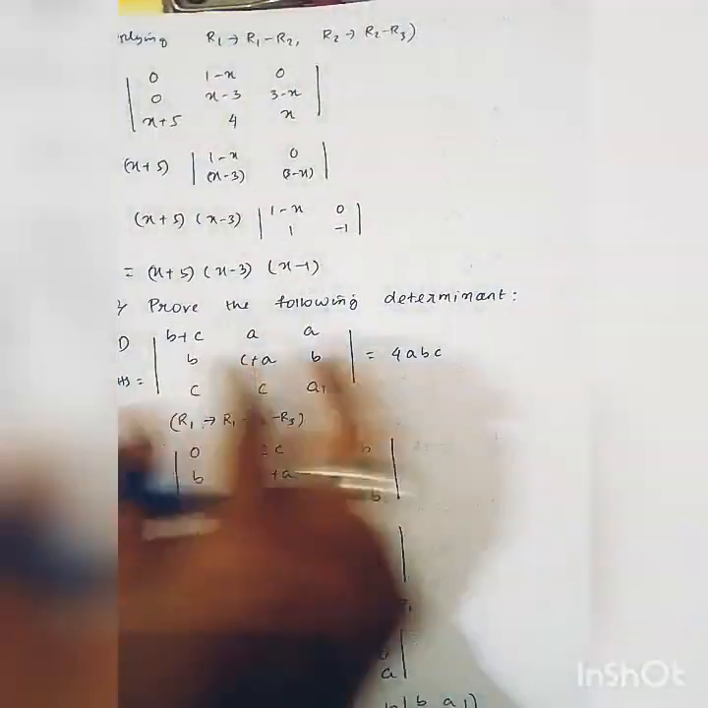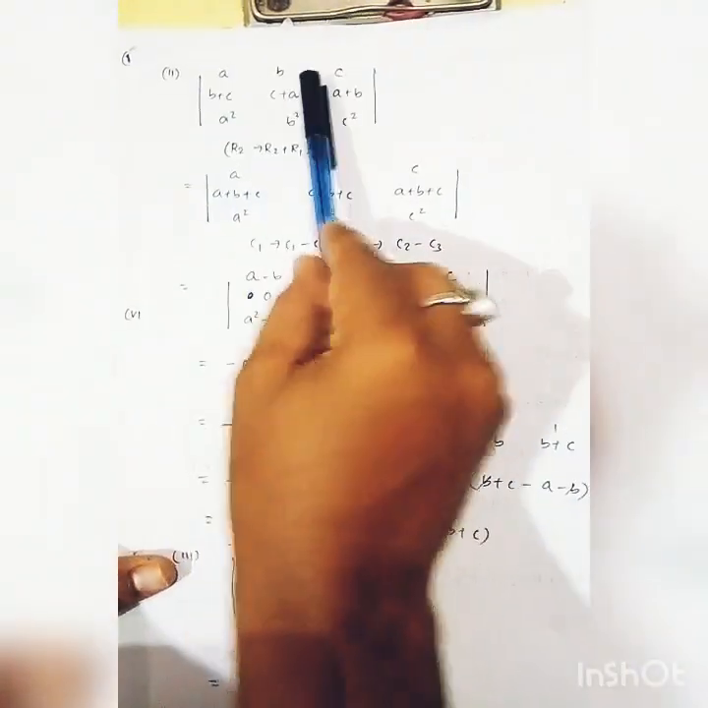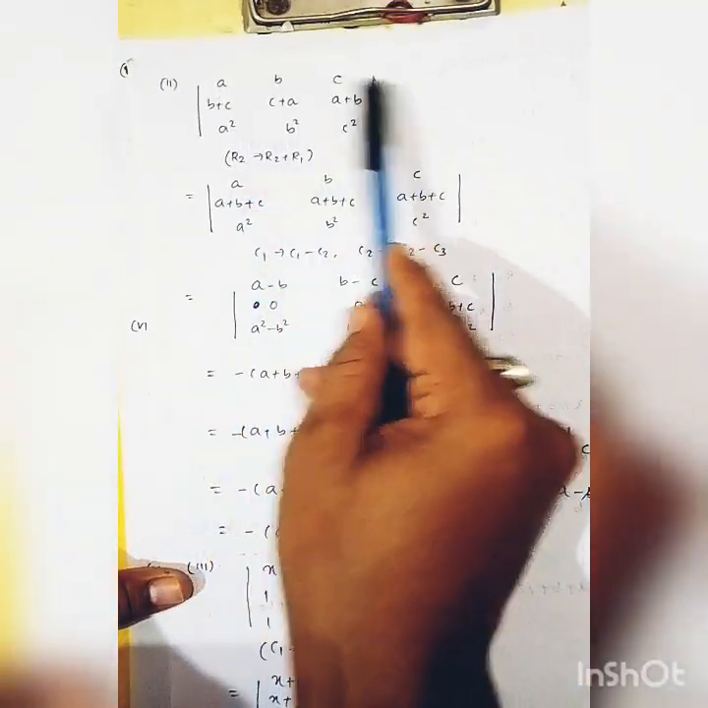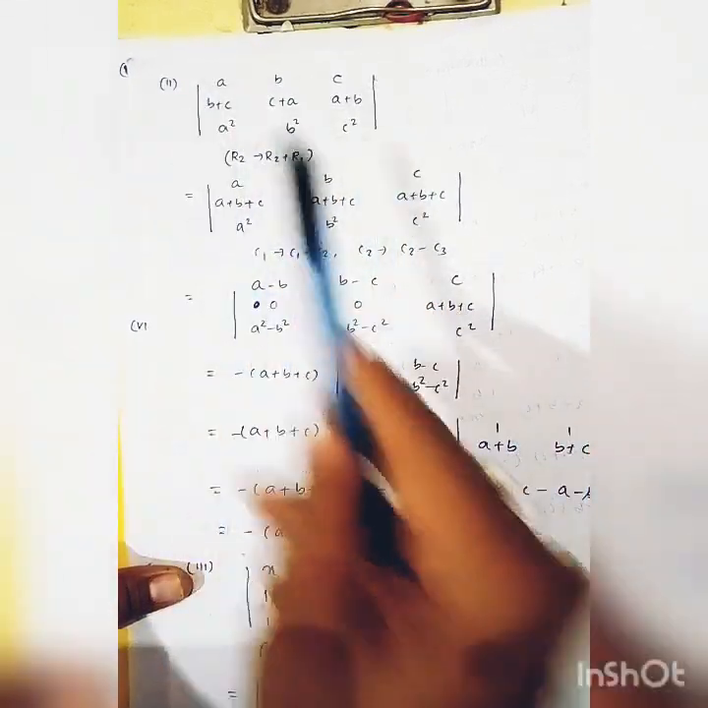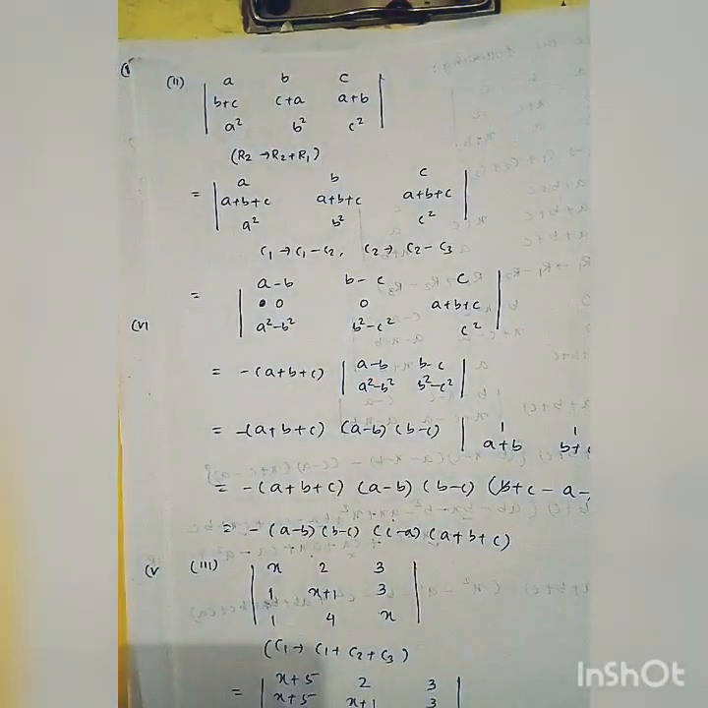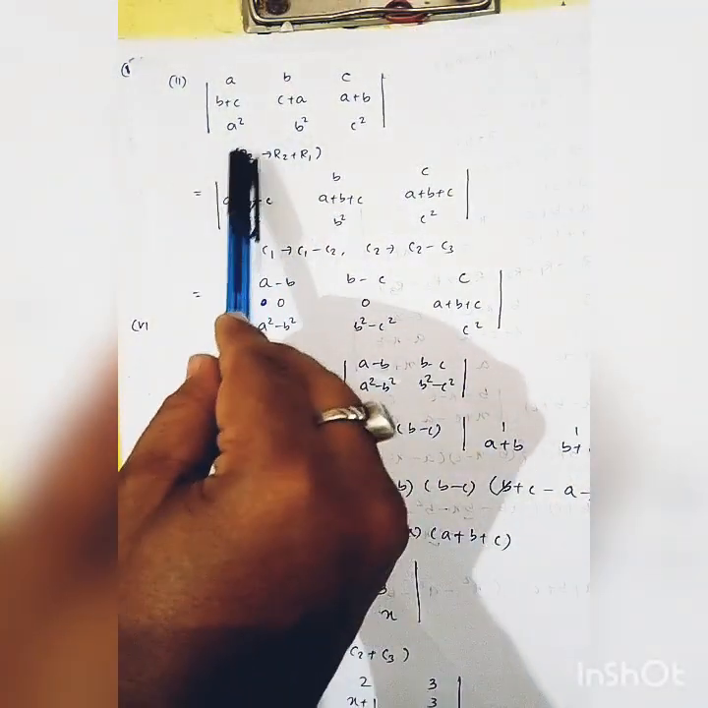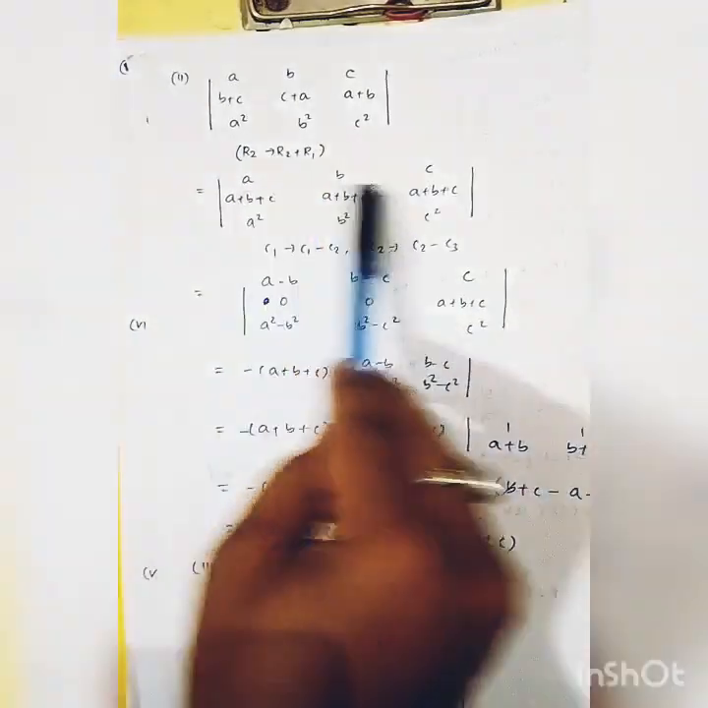Another question, the same question: factorize this. If you observe this question, here the first row is a, b, c, the second row is b plus c, c plus a, a plus b. We try to make every element of any row or any column equal. That is, if you apply the property row 2 is replaced by row 2 plus row 1, then row 1 is fixed, row 3 is fixed.